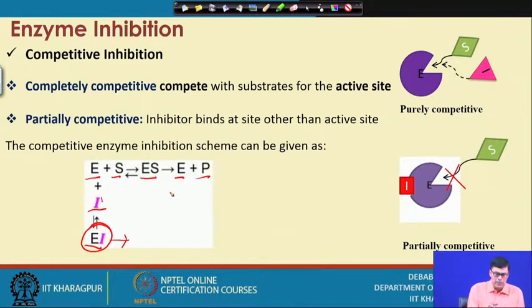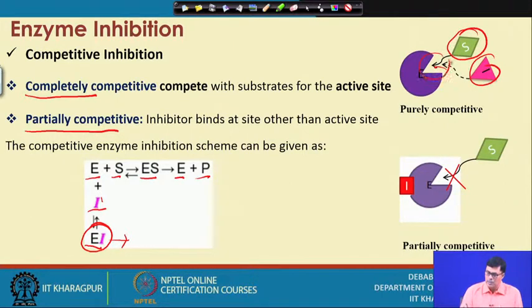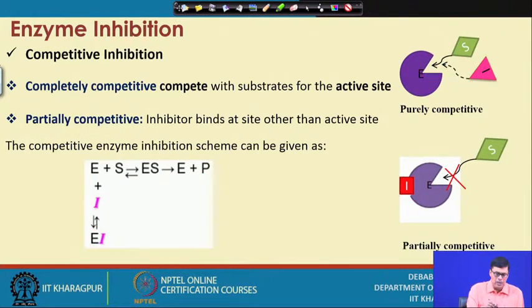Now competitive inhibition may be of two types: completely competitive inhibition and partially competitive inhibition. Completely competitive inhibition means that the substrate and inhibitor compete for the same active site. What is partially competitive inhibition? The inhibitor binds at a place other than the active site, and then it will not allow the substrate to sit at the active site. It will change the configuration of the active site, so that reaction will not take place. So this is how we can define completely competitive inhibition and partially competitive inhibition.